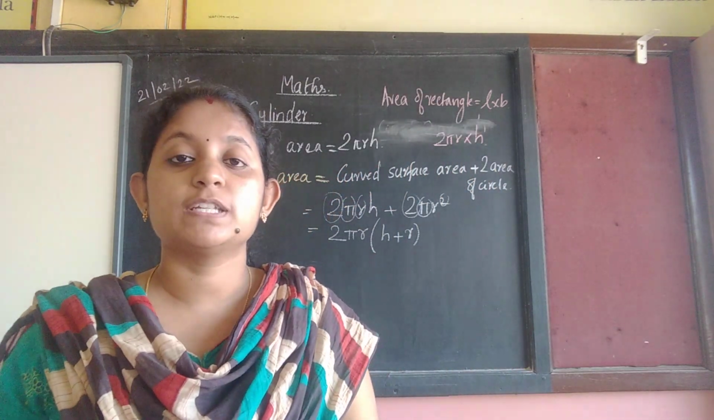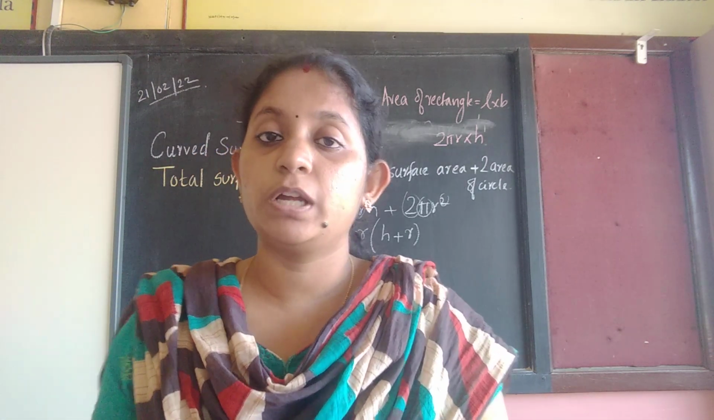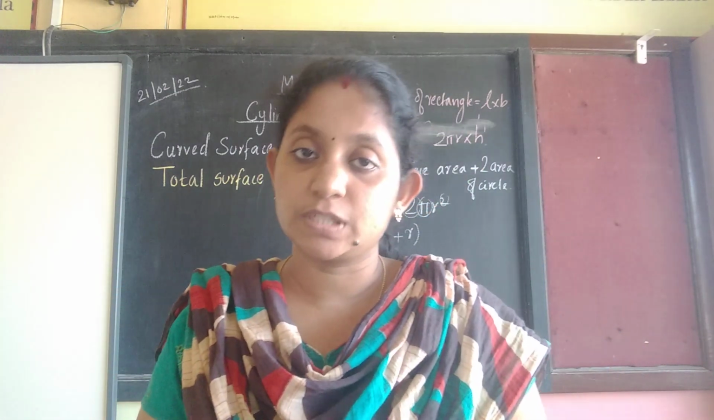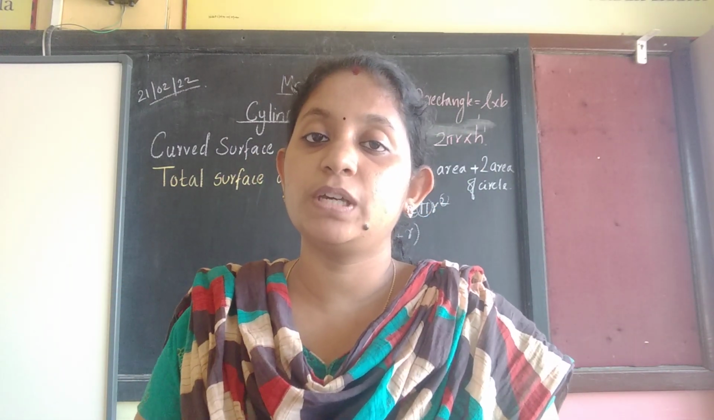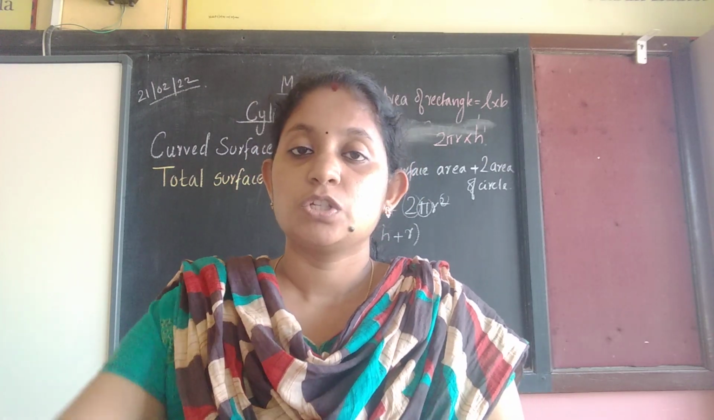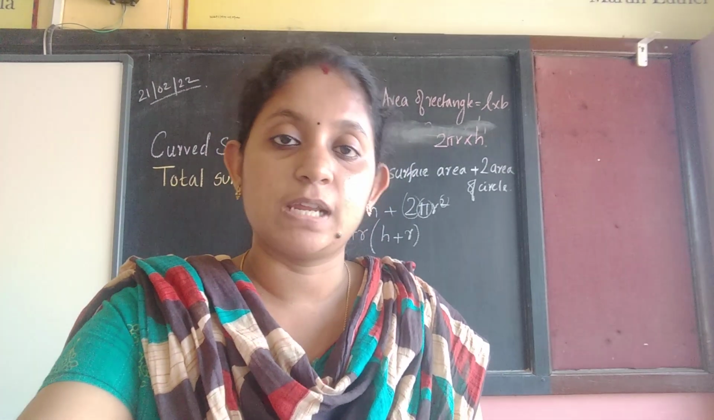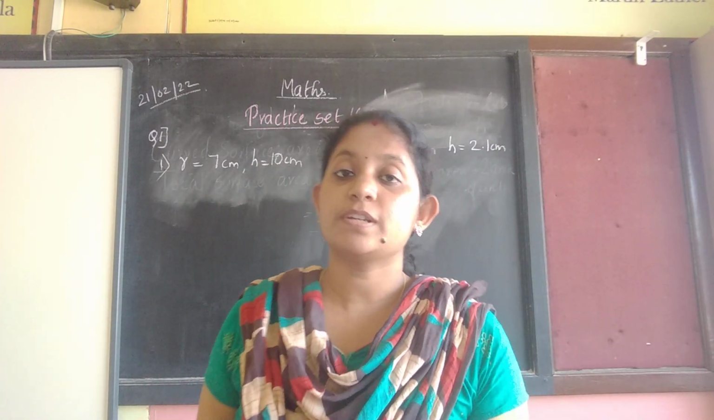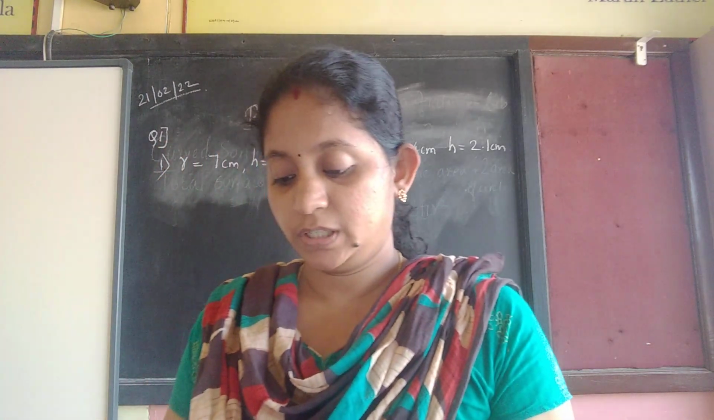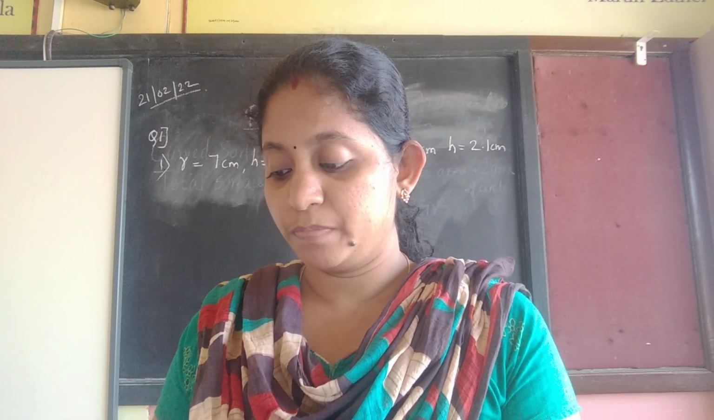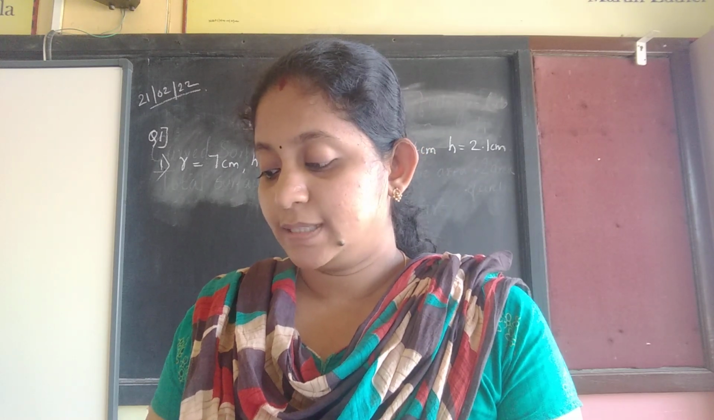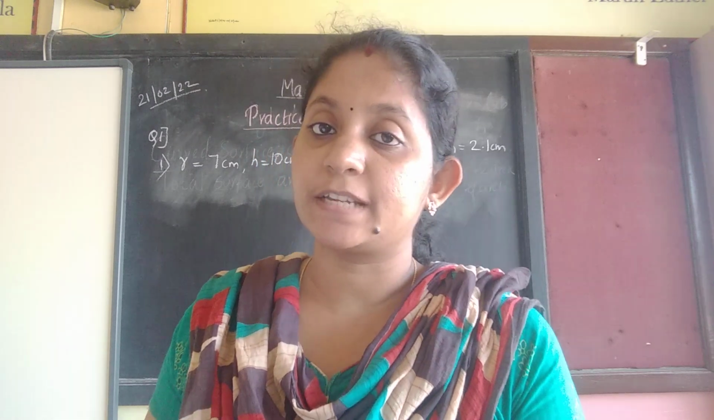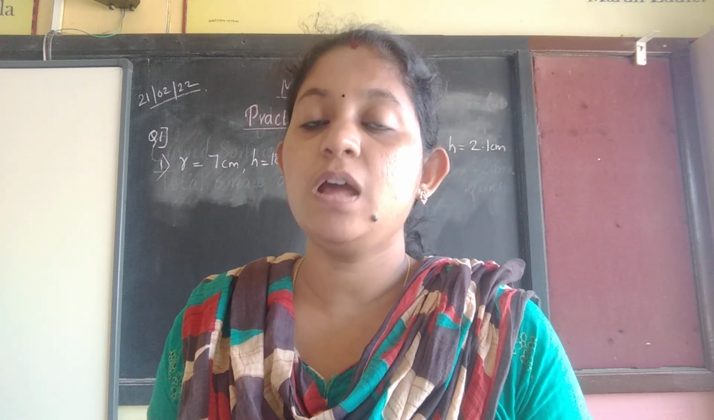Now what you are going to do is, in your notebook, after finishing 16.1, write the formula for curved surface area and total surface area of cylinder, and then begin practice set 16.2. So let's begin with a few questions of 16.2. Now 16.2 first question. Under the first question there are 5 sub questions. In each example given below, the radius of base of cylinder and its height are given. Find the curved surface area and total surface area. So we are going to use both formulas.